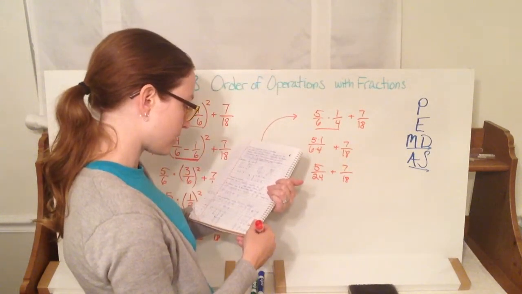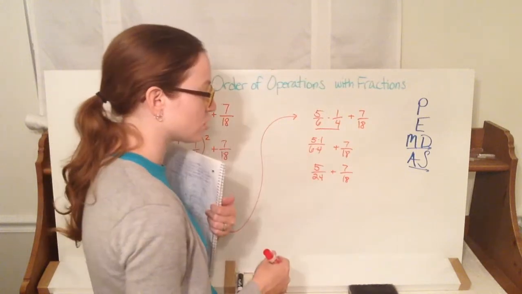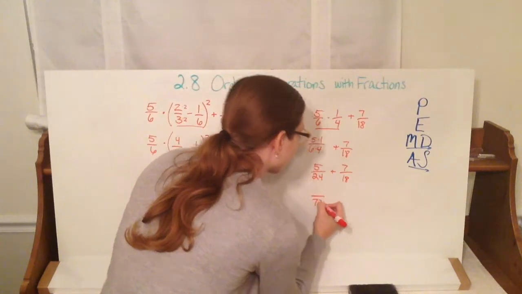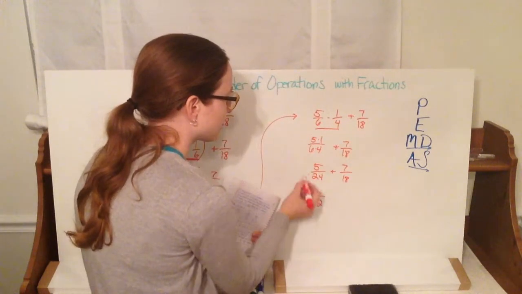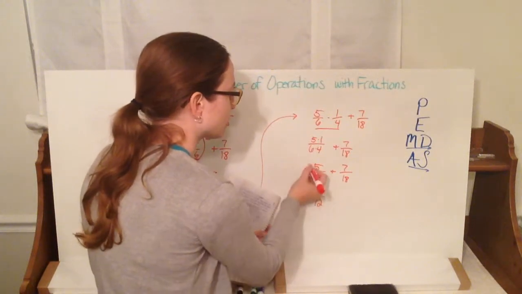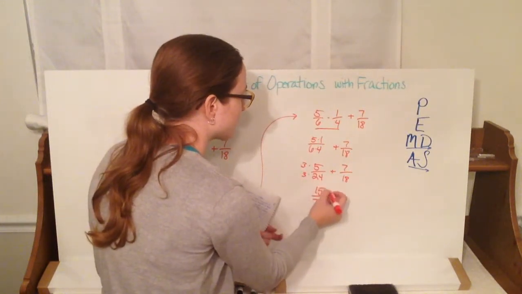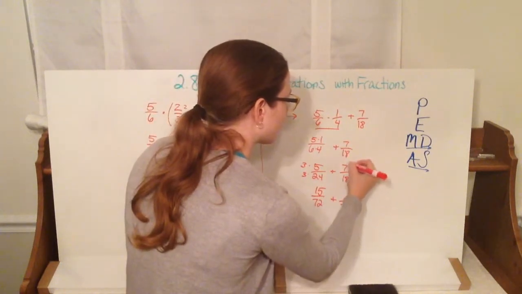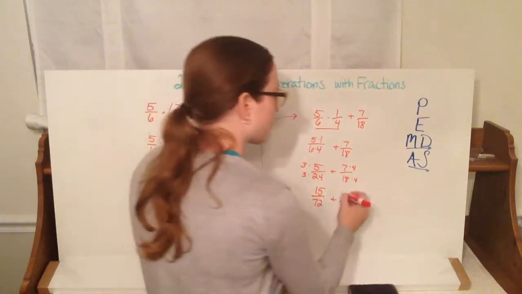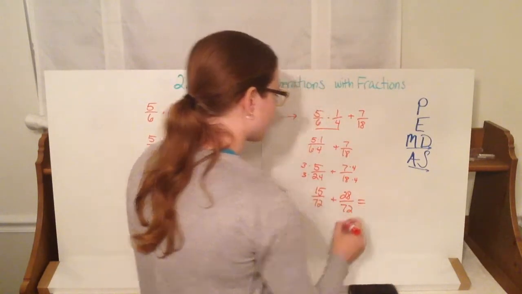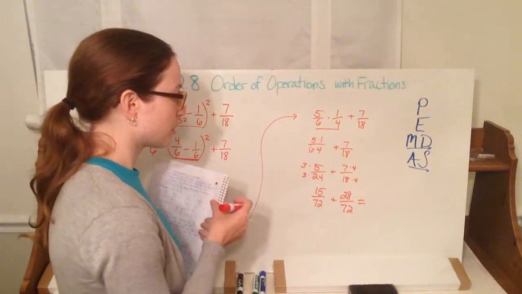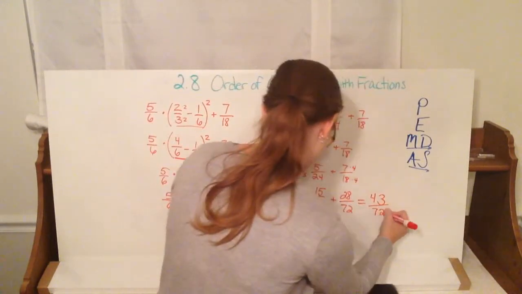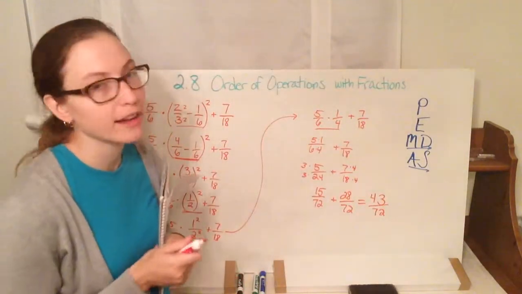Now our common denominator here is going to be 72. You can find that on your own. But in order to go from 24 to 72, I multiply by 3. So I have to do the same thing to the top to get 15. And to get to 72 from 18, we multiply by 4. So we do the same to the top with the 7 to get 28. 15 plus 28 is 43 over 72, and that's our final answer here.